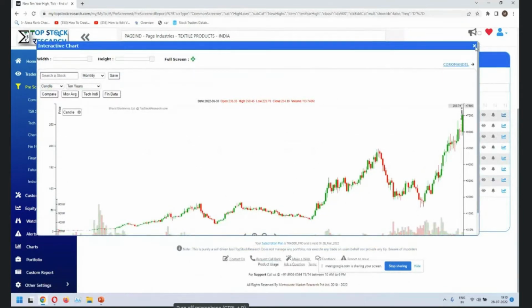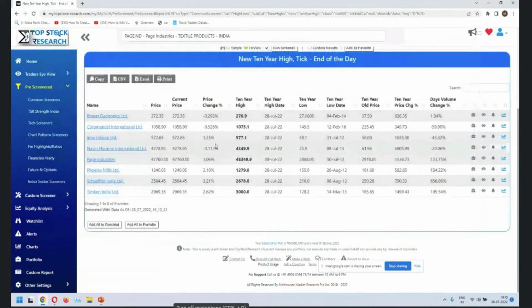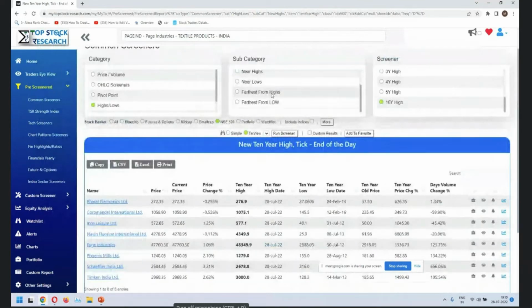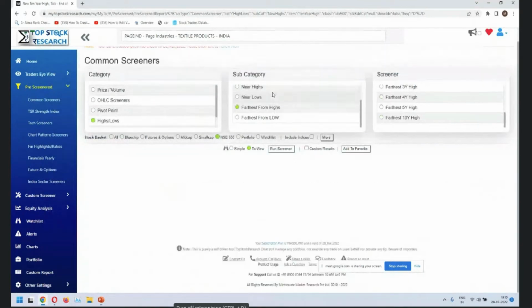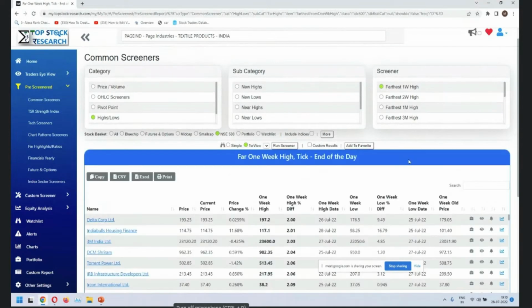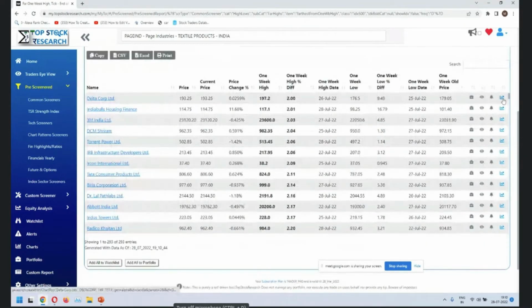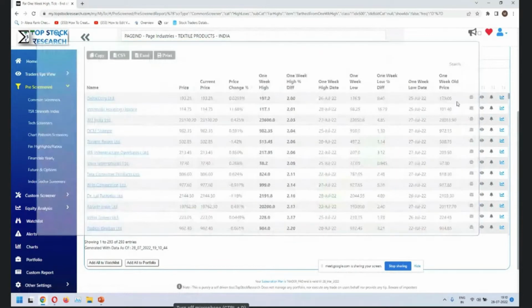Some users use this as a primary tool for their analysis. So that's why it's here. Some look for the farthest from high, which is a contrarian view. Definitely you are welcome to use this as well, right? So stocks which are farthest from, what are we looking?